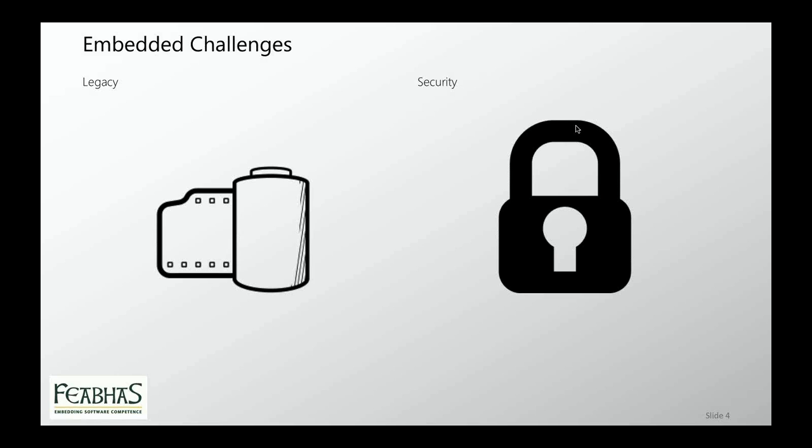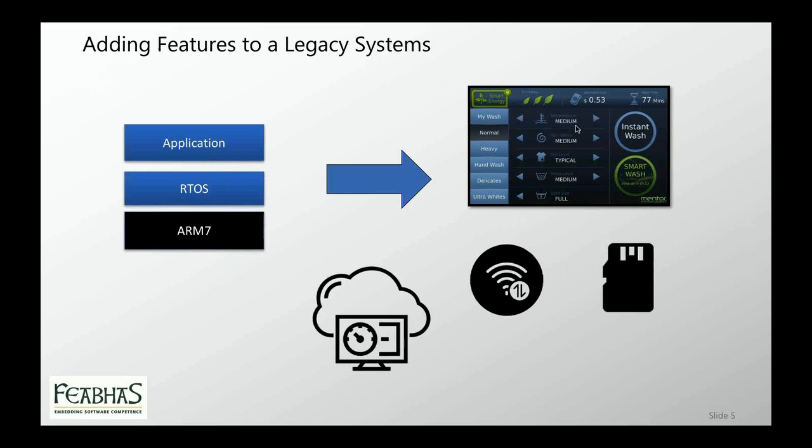So if we look at legacy first, there are so many traditional applications we work with, for example, running on something like an ARM7, fairly old technology now, using a simple operating system. These have not really typically been designed to be brought into the modern world. So obviously IoT, Internet of Things, is the current drive.